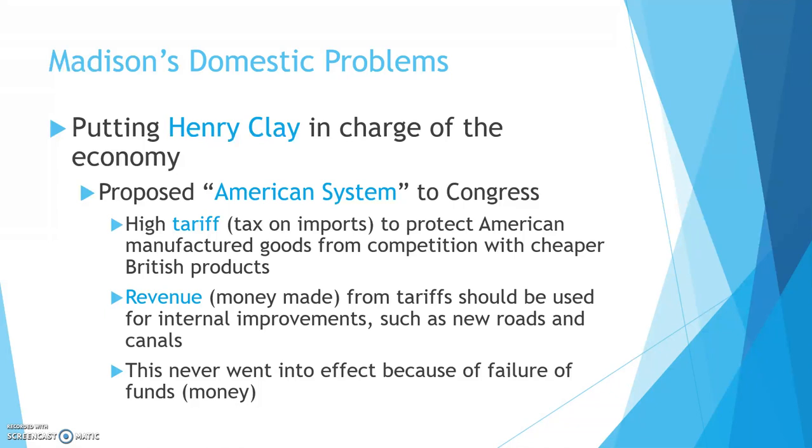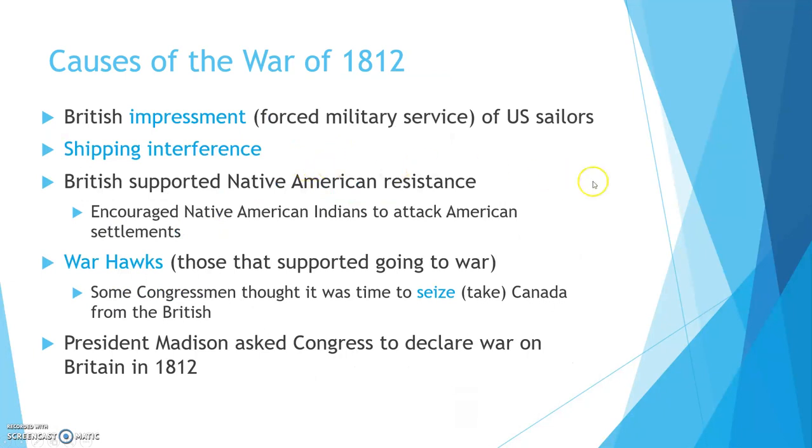He puts Henry Clay in charge of the economy, and Henry Clay proposes an American system to Congress where he proposes a high tariff, which would be a tax on imports to protect American manufactured goods from competition with cheaper British products. And the money made from those tariffs would be used for internal improvements, such as new roads and canals. Now, this never went into full effect because he never got the funds from Congress.